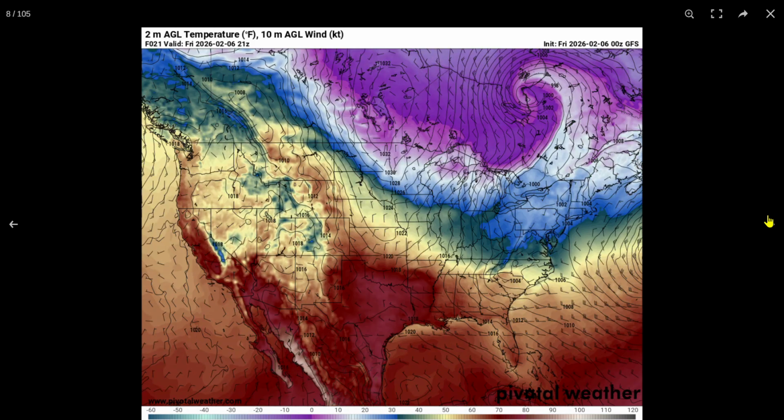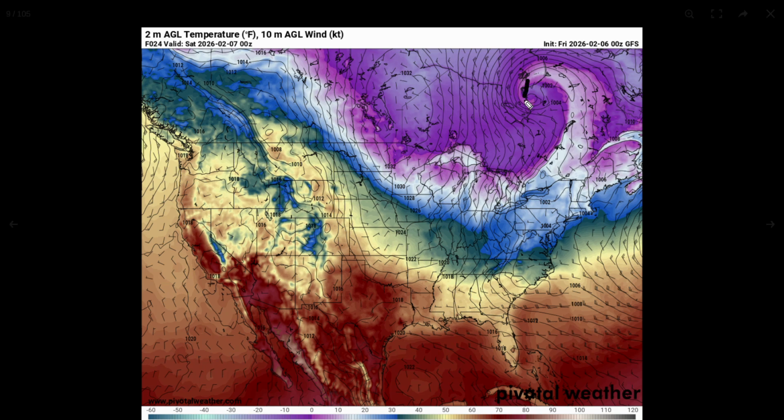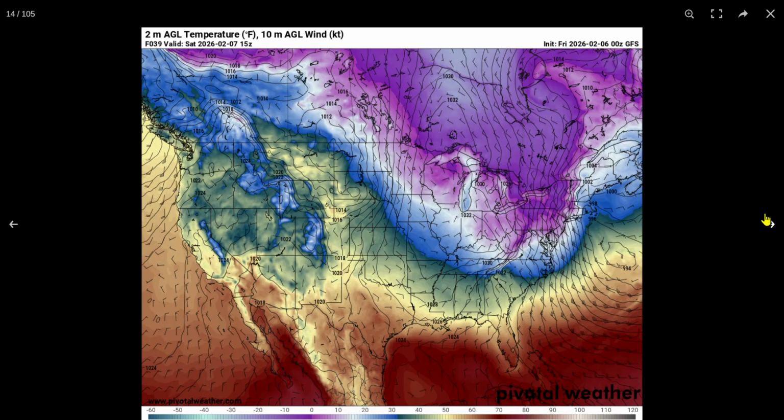And as we move along, you can see this system brings this cold front along with it. And it really is trying to funnel all this cold air down into the east. And that's what it's going to do. I mean, you can see the freezing line makes its way all the way down into like northern Georgia, North Carolina, all these areas. The freezing line is well offshore in the northeast and the mid-Atlantic here.